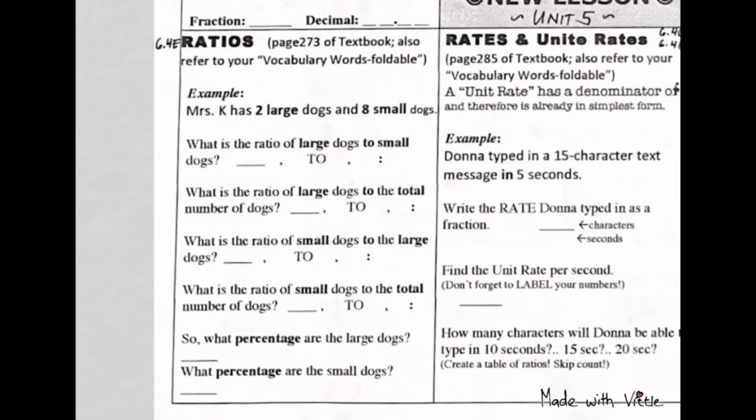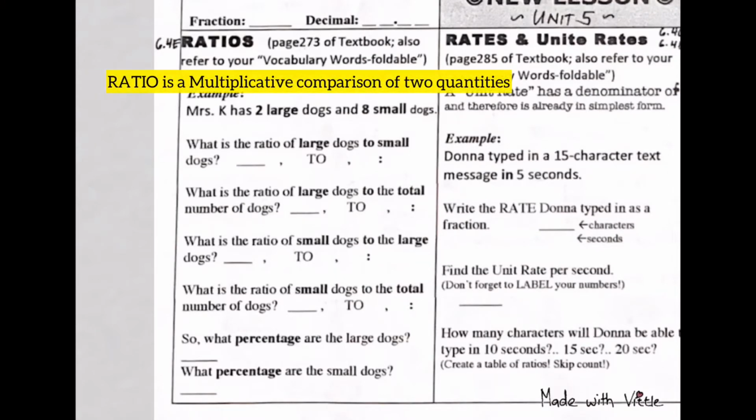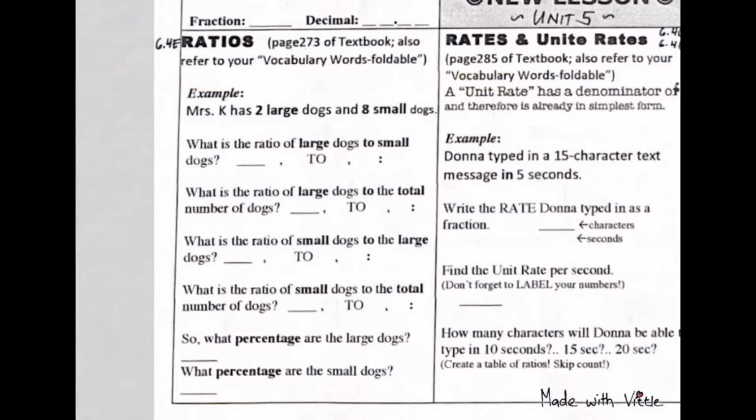So ratios are defined as a multiplicative comparison of two quantities, or simply a comparison of two numbers. And as an important reminder, ratios need to be in the proper order. For example, if they want it large to small, you shouldn't change the order that they want. It should be the large first and then the small. If you switch them around, it's going to be wrong. So let's look at the example here.